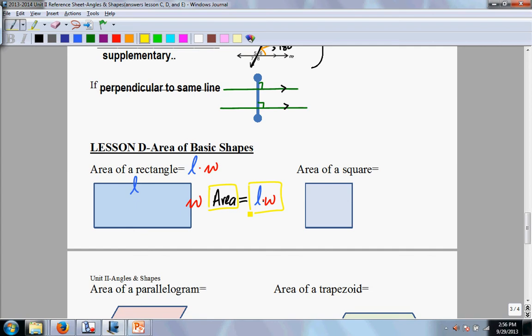Always write both sides. Area of a square technically is also length times width, but we have a special circumstance. The length and the width are exactly the same thing, so all we do is we just say one side is squared. So side squared.